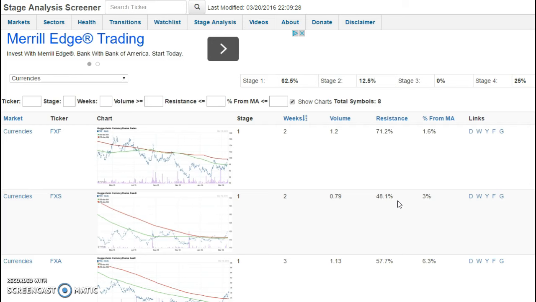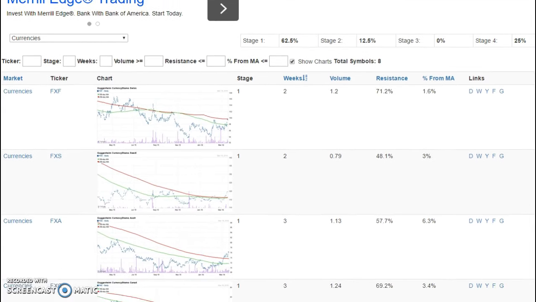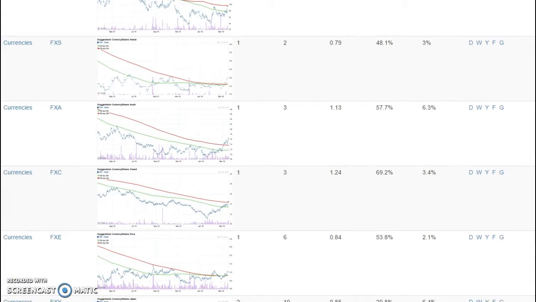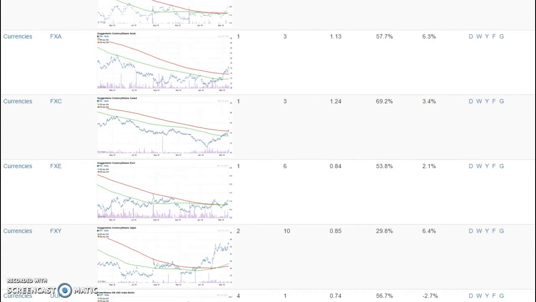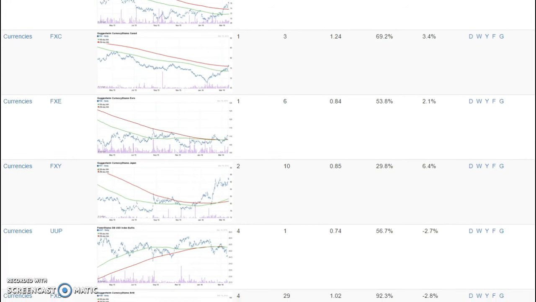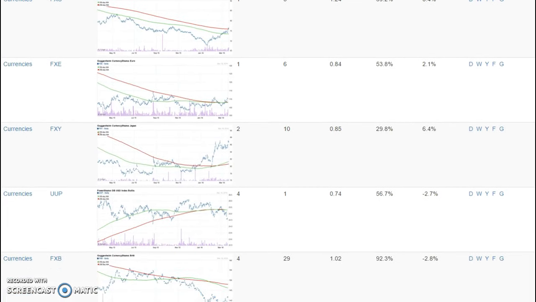screener.nextbigtrade.com, we can scroll down and see here on the currencies page that the Swiss franc, Swedish krona, Australian dollar, Canadian dollar, and the euro are all in stage 1 now. And the Japanese yen has actually been in stage 2 for the past 10 weeks. This was the first currency to really break out against the US dollar.